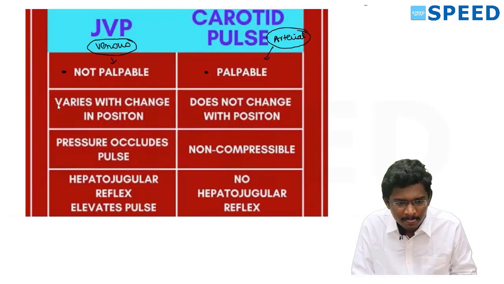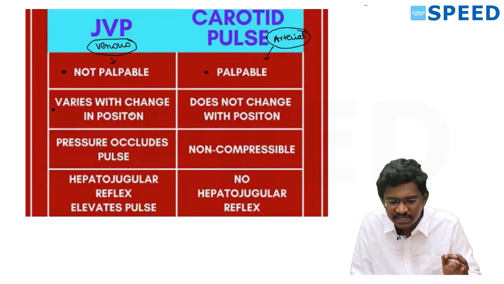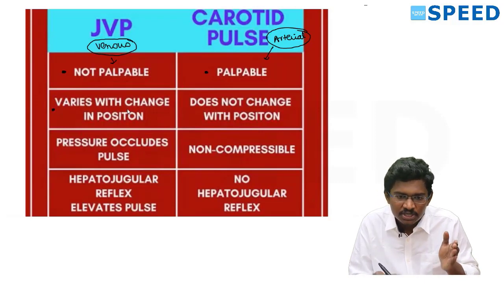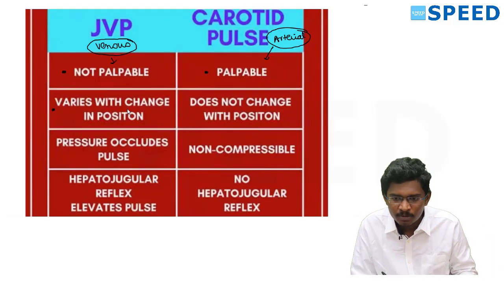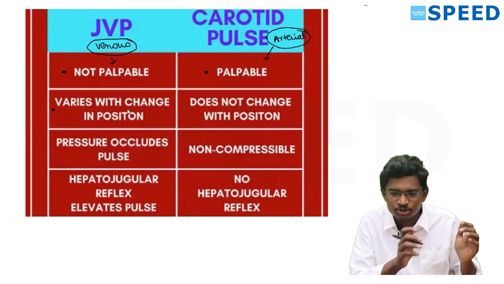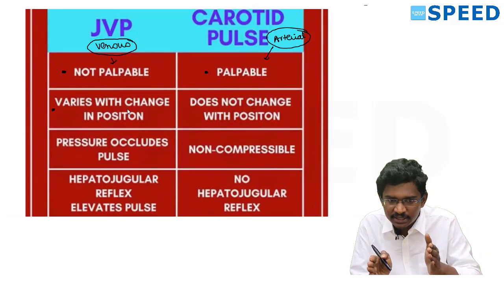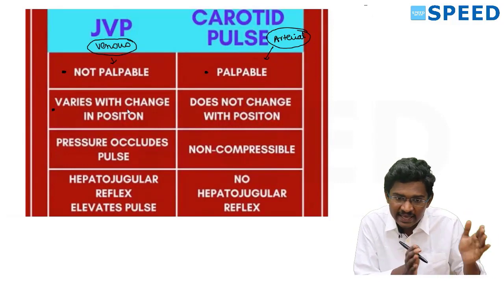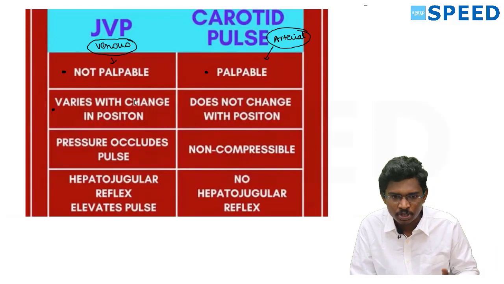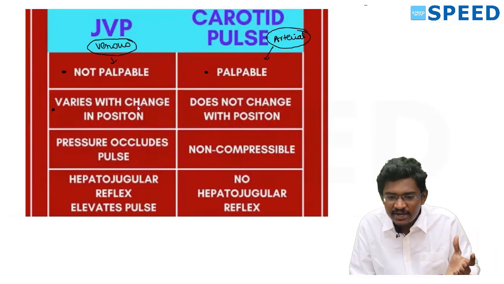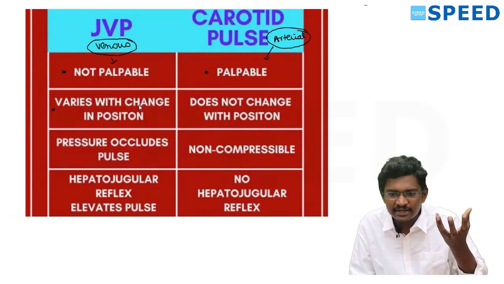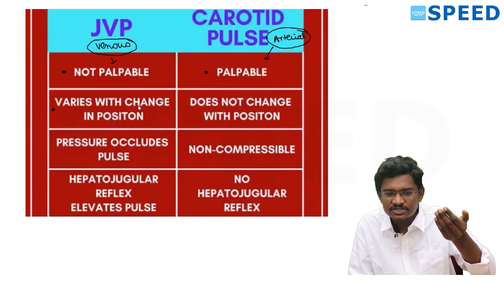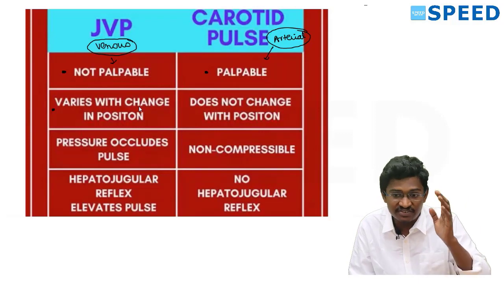Next, JVP changes with change in position. Why? Because of change in posture. If the patient lies in supine posture, what will happen? The venous return to the right heart actually increases. If right heart venous return increases, the pressures will increase in the right atrium and that will be manifested as some elevation in JVP.